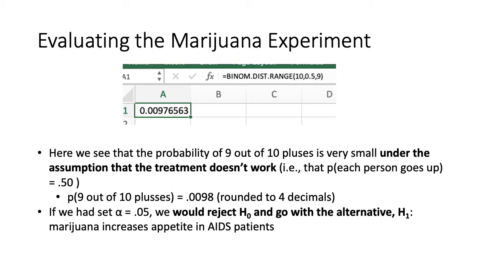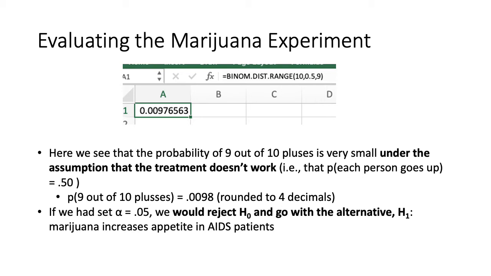Now, if we had used alpha 0.05, this is the probability of our experimental result under the null hypothesis assumption. The null hypothesis assumption is that the treatment doesn't work, so each person goes up or down as a coin flip. Probability of success on each trial is 0.5. In that world, we computed that the probability of 9 pluses out of 10 is much less than our alpha criterion, 0.05. The probability of our result is 0.0098.